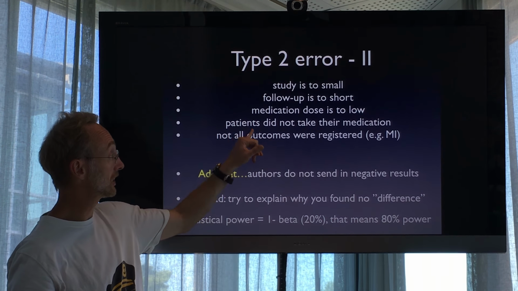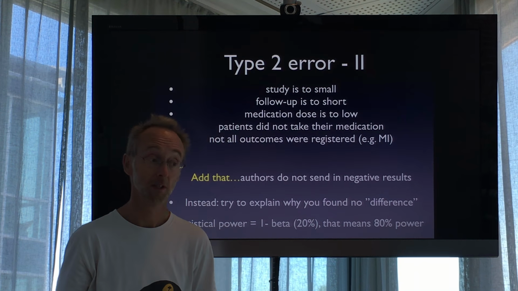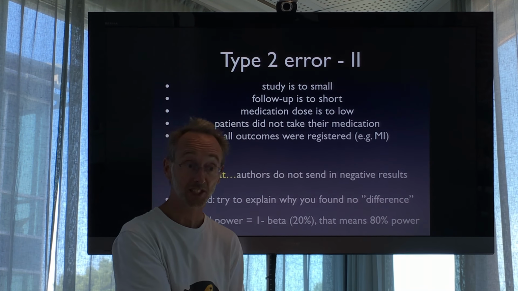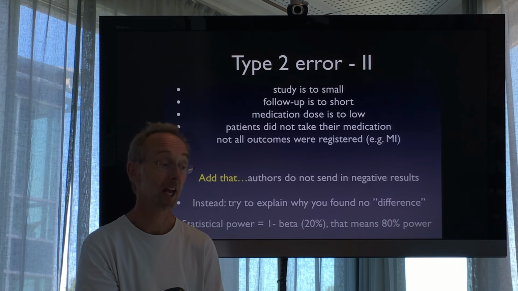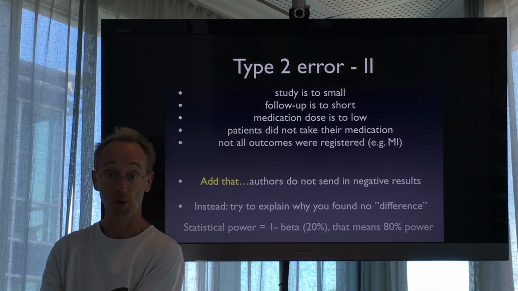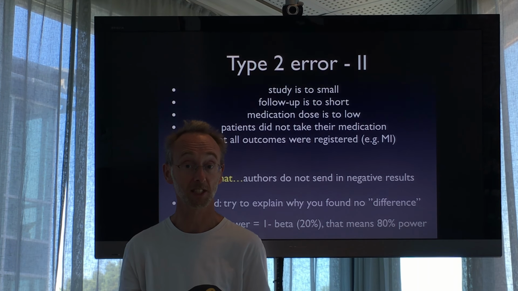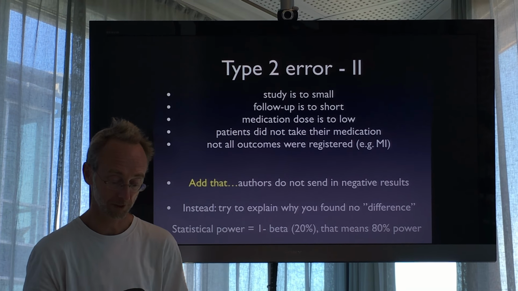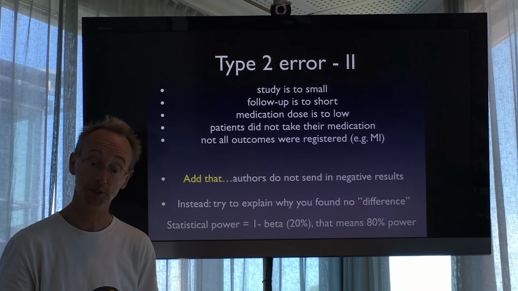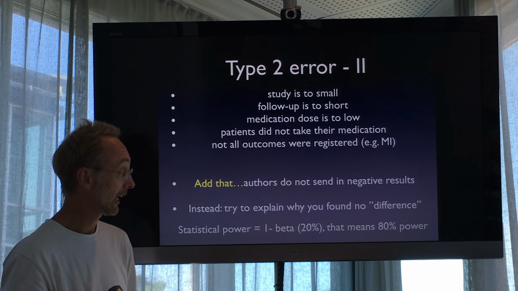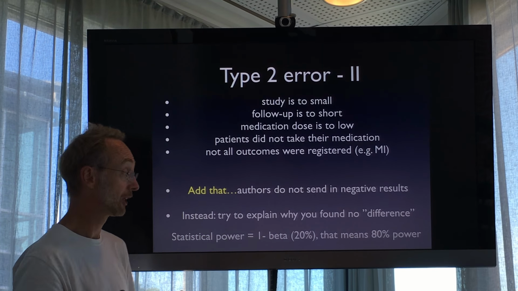Finally, we have to consider that patients do not always take the medication and that not all outcomes are registered. Perhaps we're collecting data on outcomes, the risk of having type 2 diabetes, through questionnaires. If nobody returns the questionnaire, we could make the interpretation, aha, there's no one with type 2 diabetes in the study, and then fail to note a difference. Add to that authors do not always send in their negative results. They do not submit papers with negative results, and there will be a lack of papers actually showing no difference.